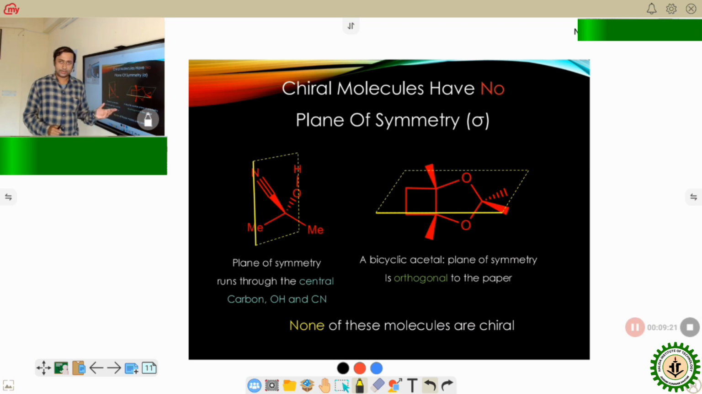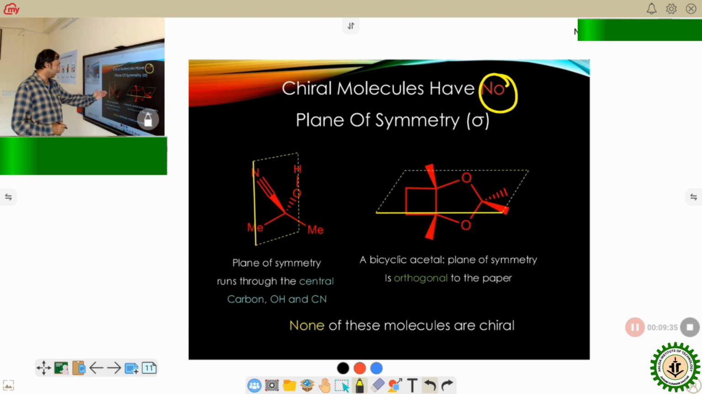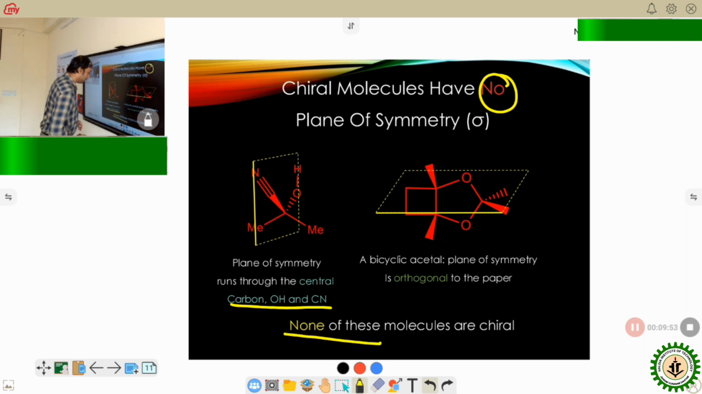Now, there is a very important relation with the plane of symmetry. Chiral molecules have no plane of symmetry, sigma. If I see these two molecules, they do have a plane of symmetry that passes through the central carbon, the OH and to the methyl on this side. This other molecule also has a plane of symmetry which is orthogonal to the paper. So none of these molecules is chiral. These are achiral molecules because they have a plane of symmetry.